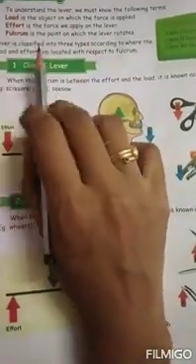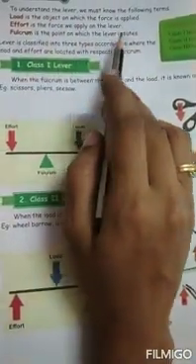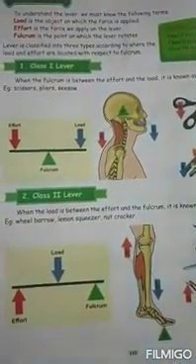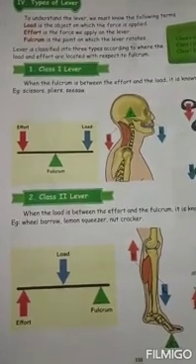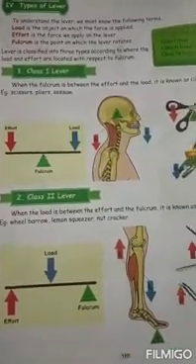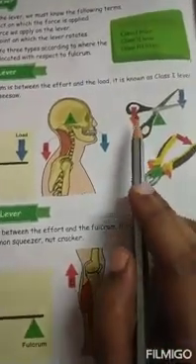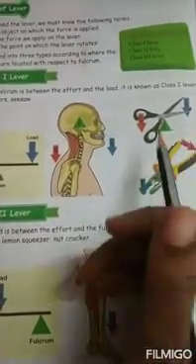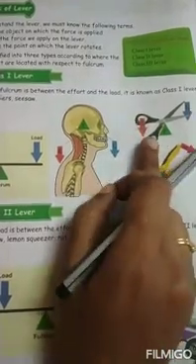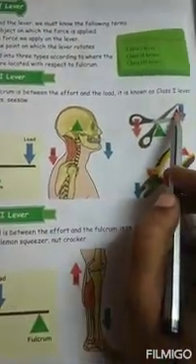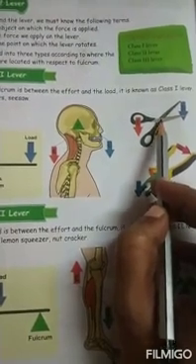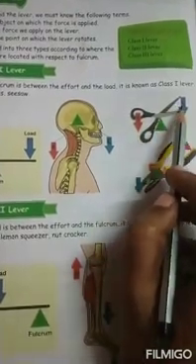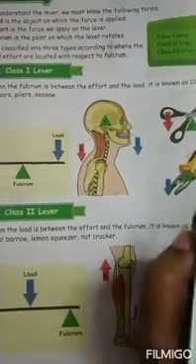Fulcrum is the point on which the lever rotates. We can say it is like a joining place. For example, I told you scissors, right? Look at this scissor. This is the joining place. Here you will give the effort. You will keep your fingers inside the holes, and the paper will be kept here. If it moves, and you are giving effort to cut the paper, it will be cutting the paper. That is fulcrum.